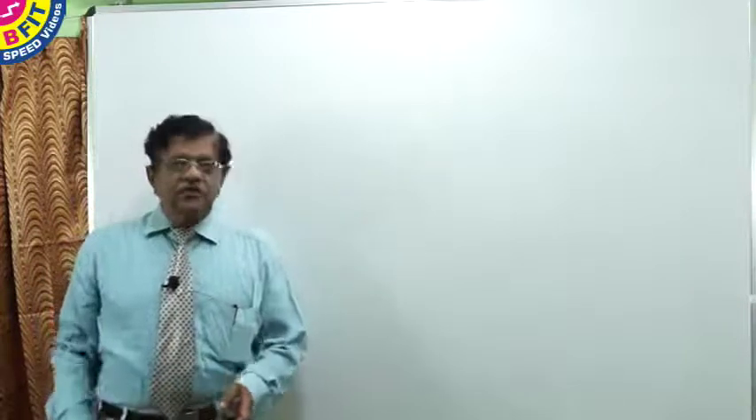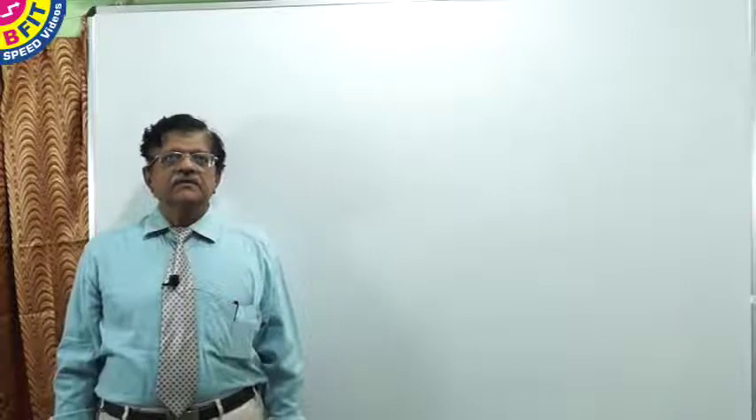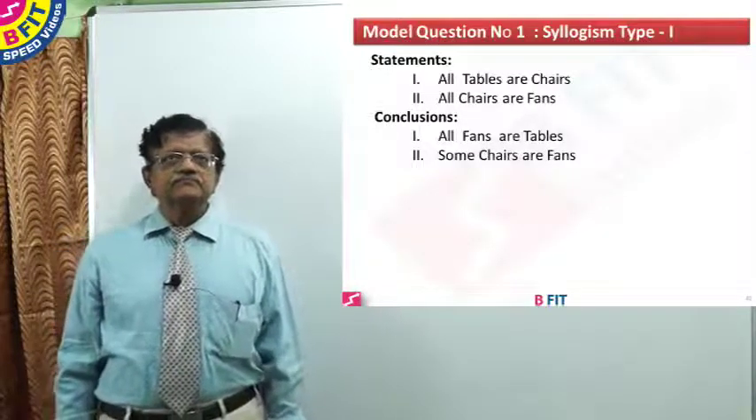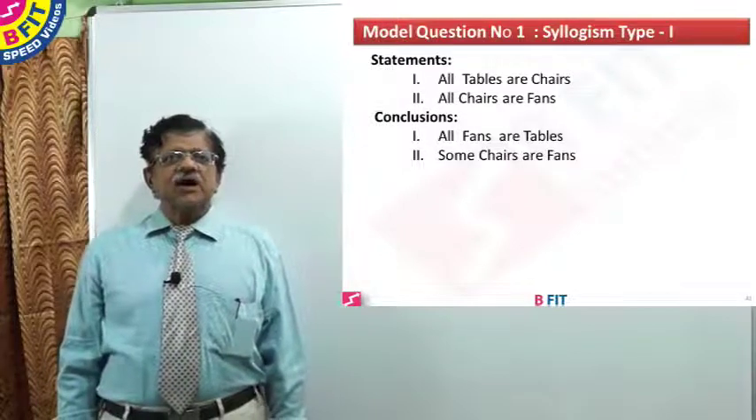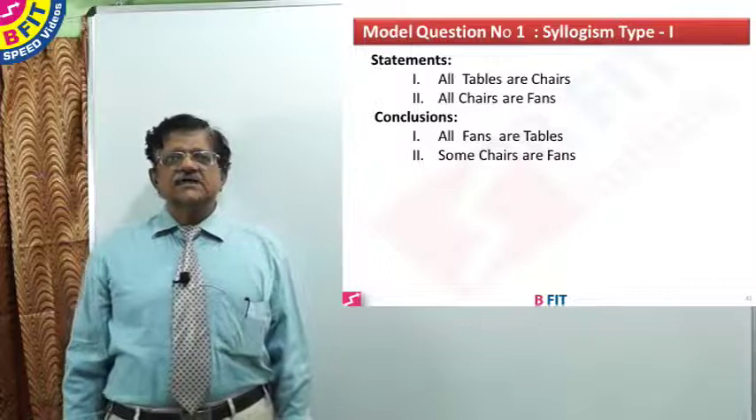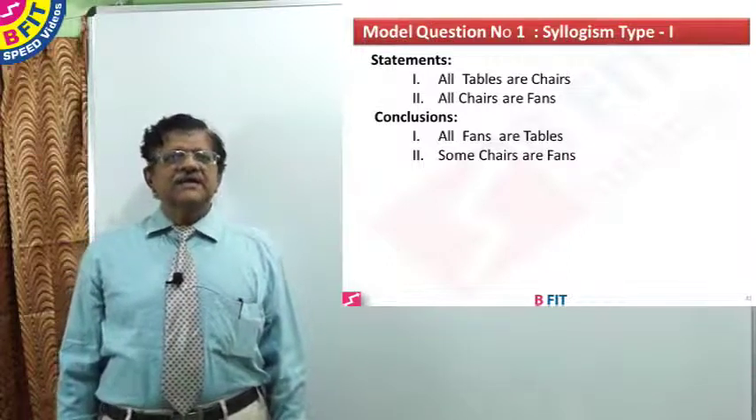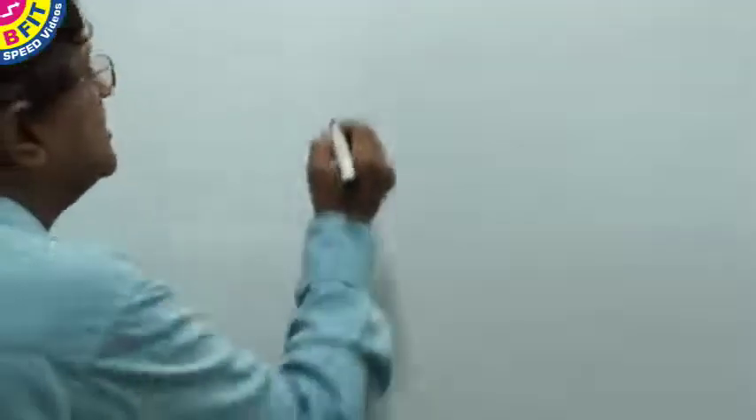Let us go to the question. Question number 1. All tables are chairs, all chairs are fans. These are the two statements. Conclusions: all fans are tables and some chairs are fans. Let us see the working.